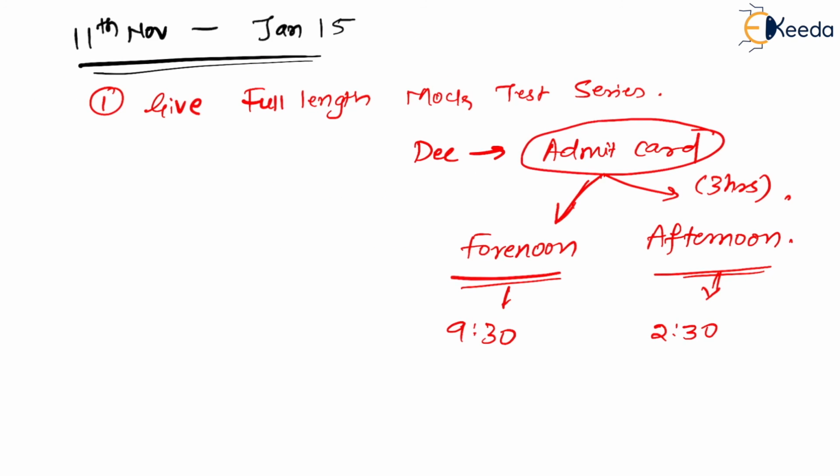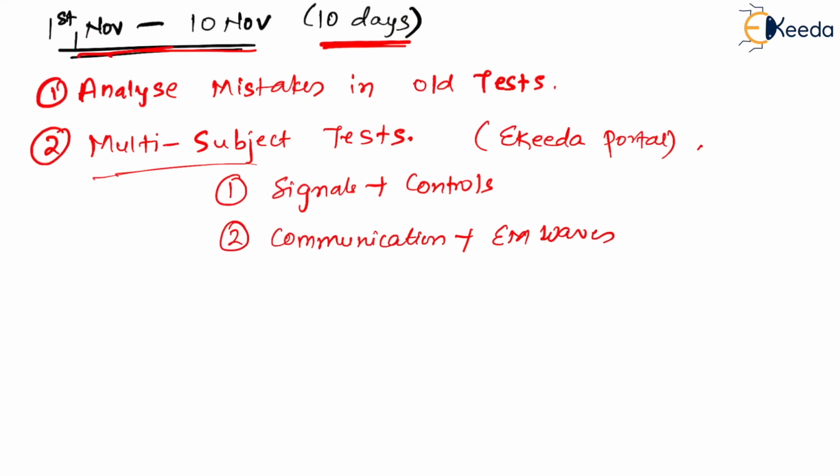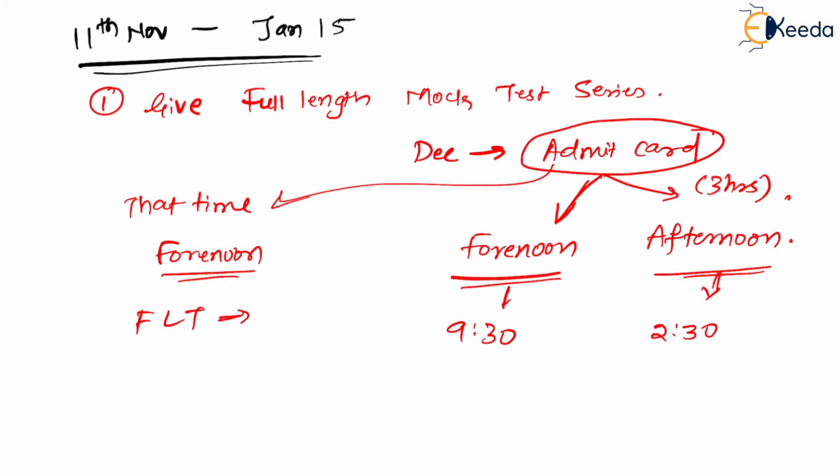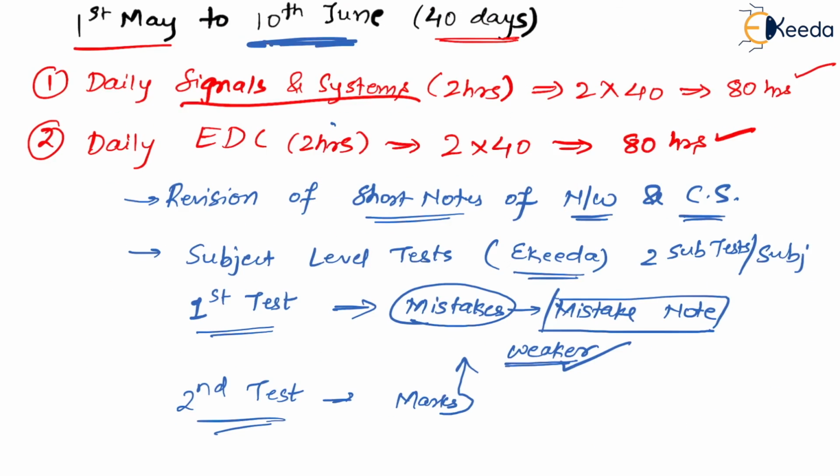So once you get this admit card, what are you supposed to do? You please start giving the test on that particular time only, I mean, admit card time only. For example, if your exam is in the forenoon, you please give your full length test, FLT, let us say at 9:30 a.m. only, start the test, right? Such that you will get habituated, right?